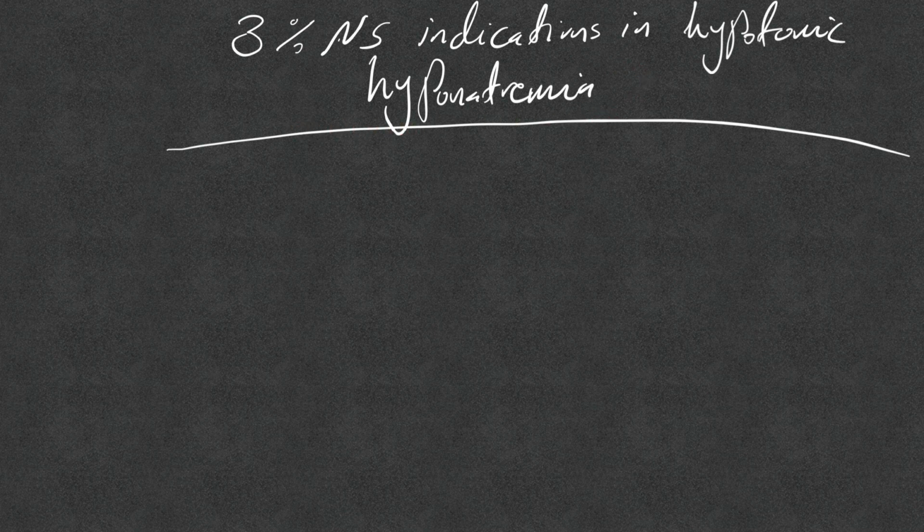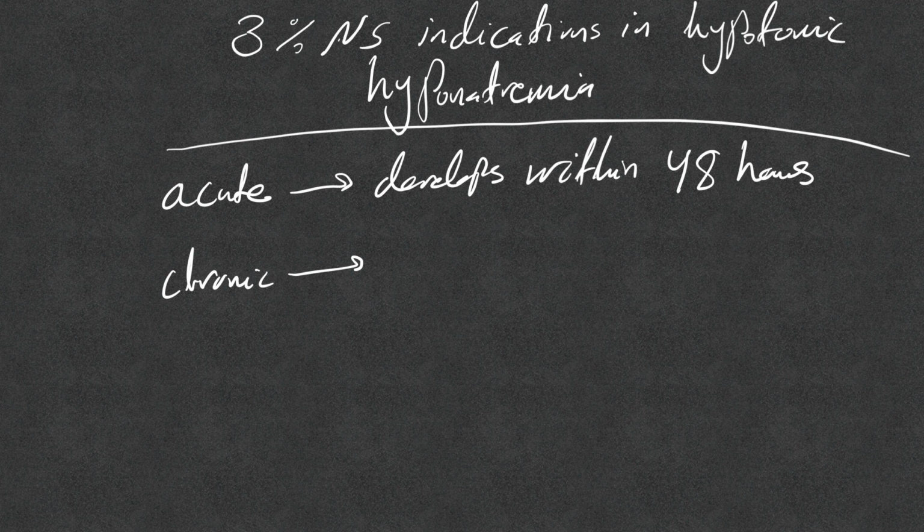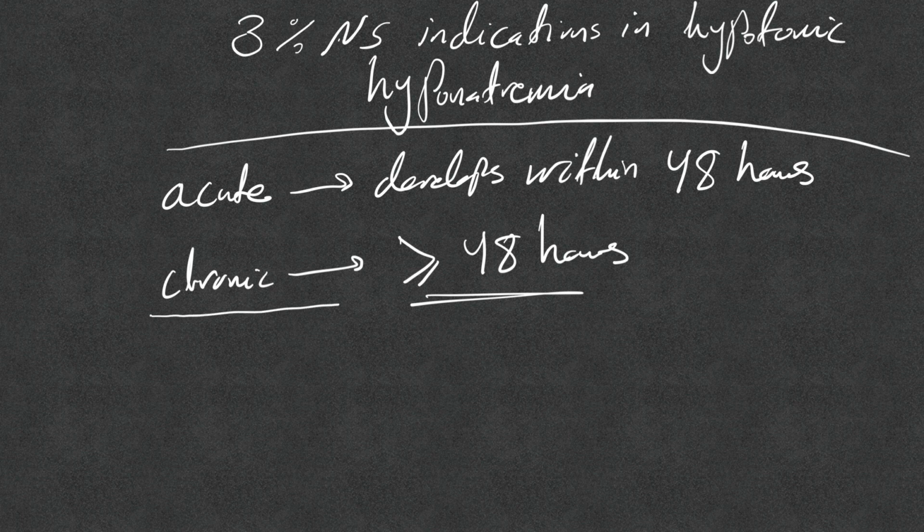And here we need to understand the concepts of acute versus chronic hyponatremia. Acute hyponatremia is the hyponatremia that develops within 48 hours. And chronic is the hyponatremia that has been present for more than 48 hours. And that's why chronic hyponatremia is much more common compared to acute hyponatremia.